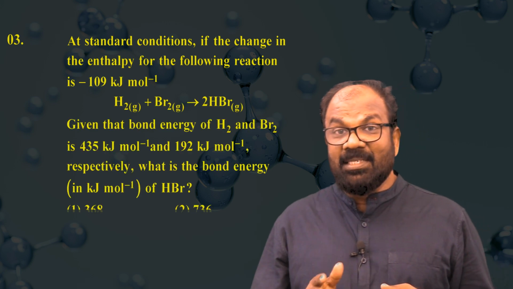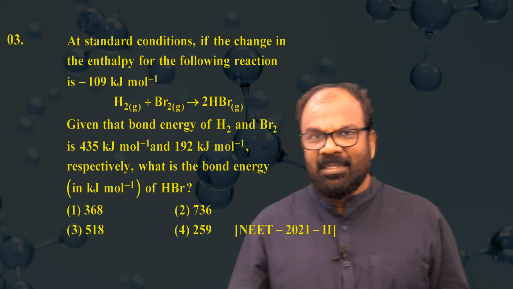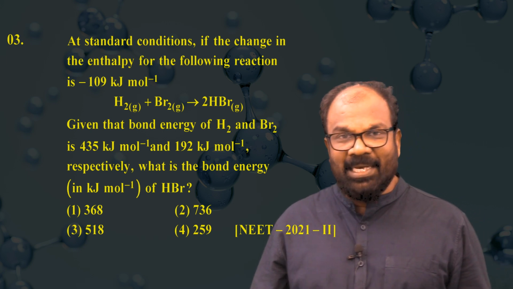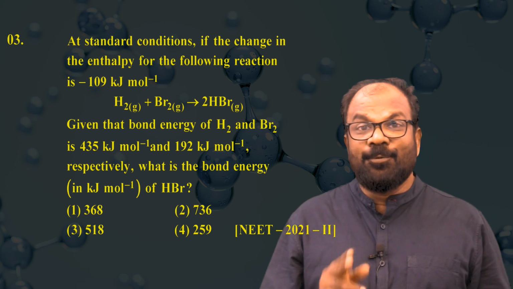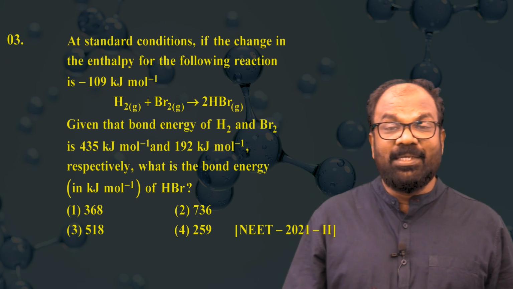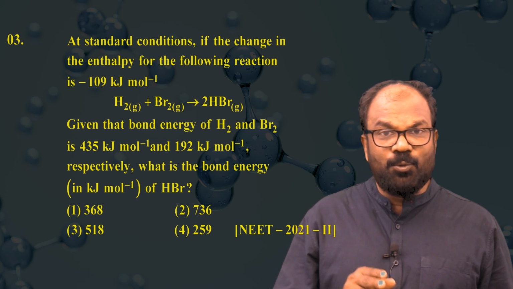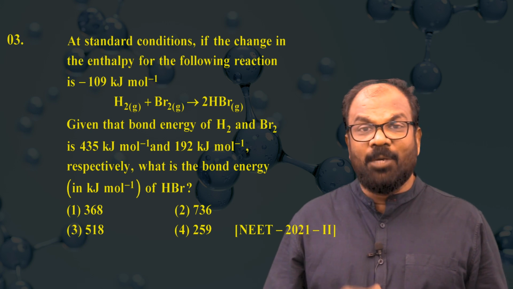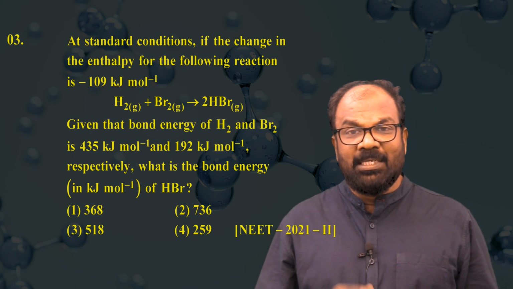Now question number 3. At standard conditions, if the change in enthalpy for the following reaction is minus 109 kJ per mole, the reaction is H2 gas plus Br2 gas gives 2HBr gas. Given that the bond energies of H2 and Br2 are 435 kJ per mole and 192 kJ per mole respectively, what is the bond energy (in kilojoule per mole) of HBr? Option number 1, 368; option number 2, 736; option number 3, 518; option number 4, 259.